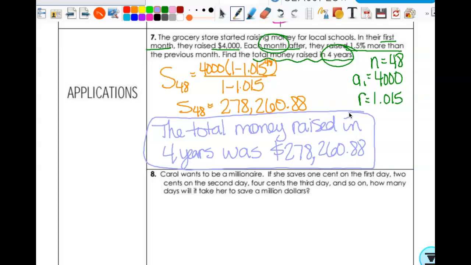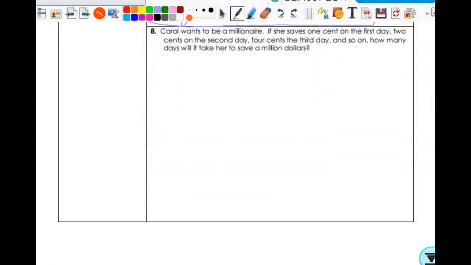Okie dokie. So let's look at old Carol here. Carol wants to be a millionaire, don't we all? If she saves 1 cent on the first day, so she saves 1 cent on the first day, 2 cents on the second day, 4 cents on the third day, and so on, how many days will it take for her to save $1 million?